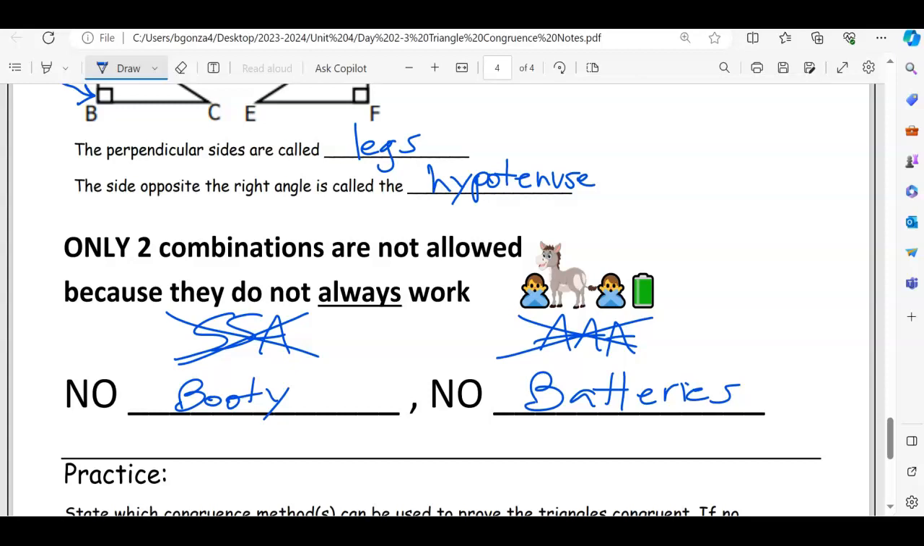Sound good? We're going to do the practice at the bottom, and then I'm going to give you the assignment. All right, y'all ready? What? It's funny?